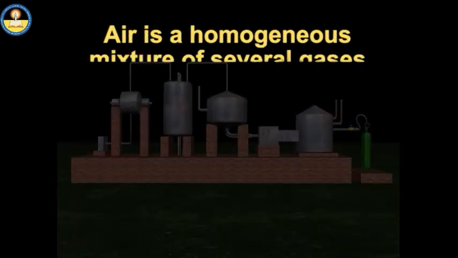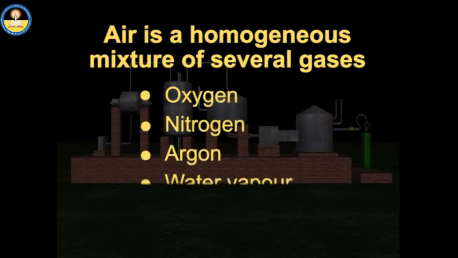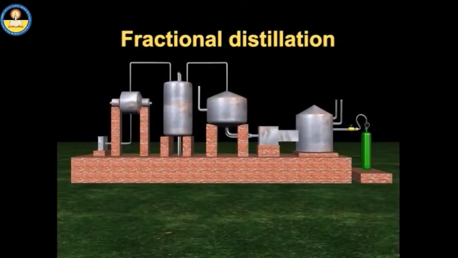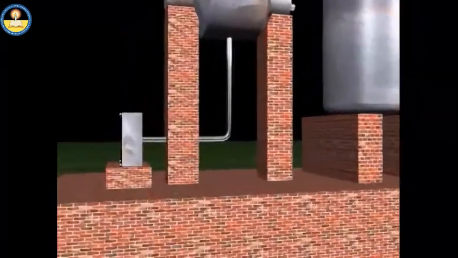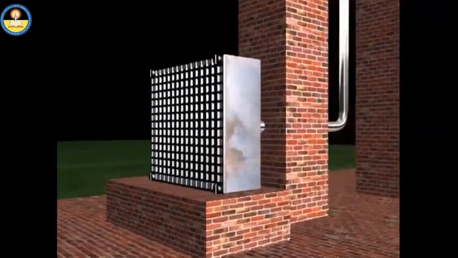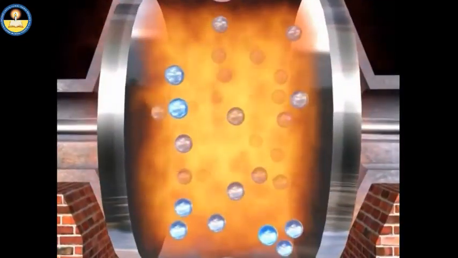Air is a homogeneous mixture of several gases: oxygen, nitrogen, argon, and water vapor. These gases can be separated from each other by using the fractional distillation technique. Cooling of air below -196 degrees centigrade requires several steps. 1. Air is first compressed at a high pressure.